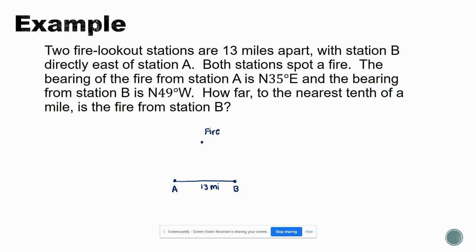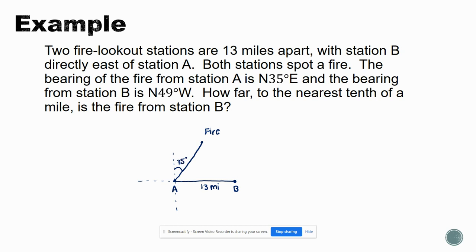Once again, when we're talking about bearings, remember, station A is north 35 degrees east. I want A to be thought of as the origin when I'm thinking about my bearings. Northeast is up and to the right, so it makes sense that when I connect them like this, that is northeast. The fire is northeast of station A. Remember, the 35 degrees is always going to be formed with the y-axis, or the north-south line. So the 35-degree angle is right here.